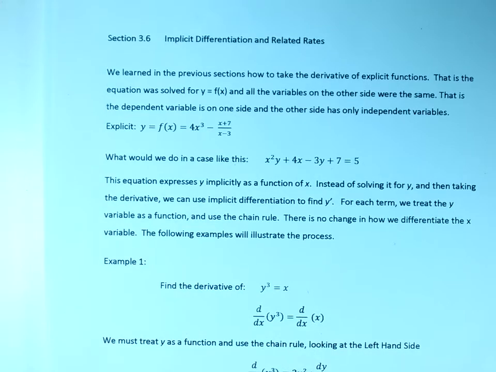So we learned in the last section about taking derivatives of explicit functions. We had y equals something or f of x equals something, and everything on the right hand side would just be in terms of x, so we could just use those derivative rules. In this section, 3.6, we're going to talk about implicit differentiation and related rates.